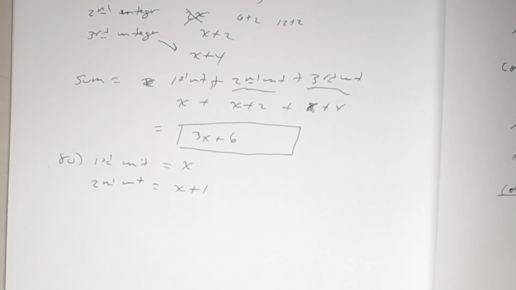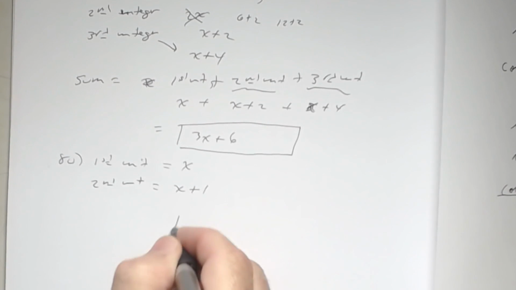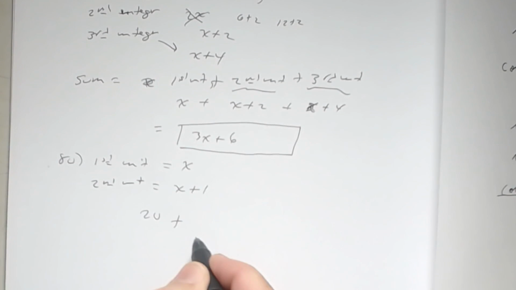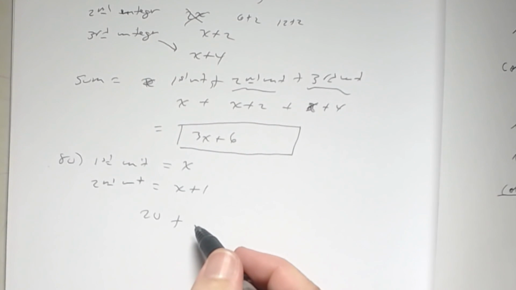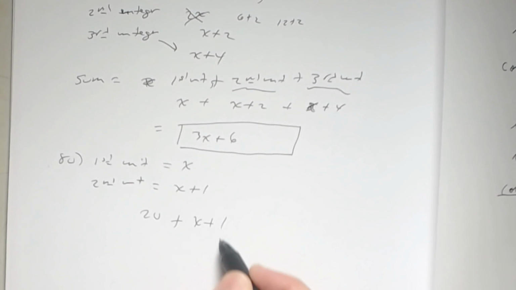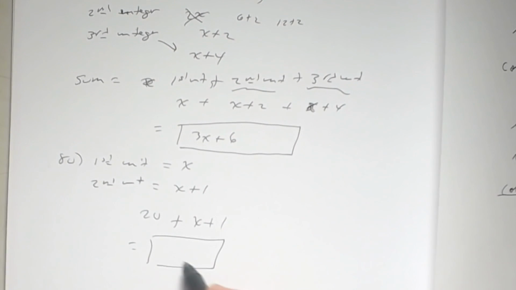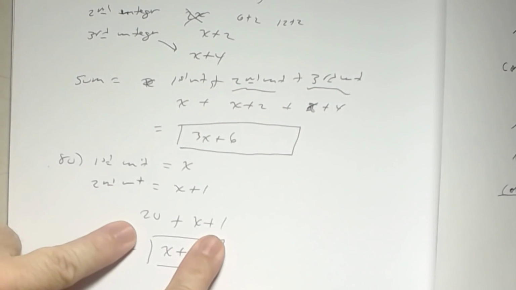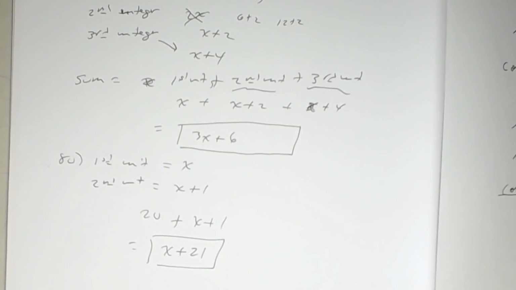It says express the sum of 20 and what integer? The second. And what's the second? X plus 1. And then what's that equal to? X plus what? 21. That's the answer. X plus 21. All right, so it says express the sum of 20 and the second integer, and you get x plus 21.